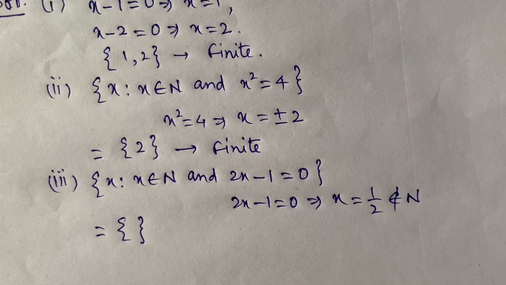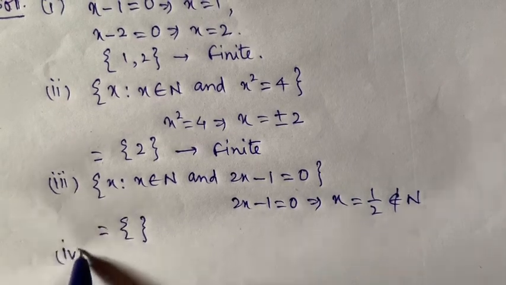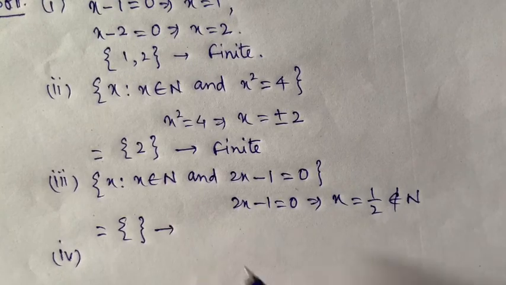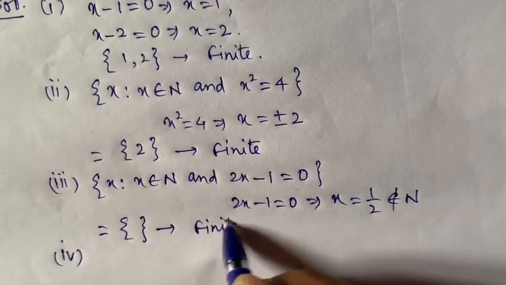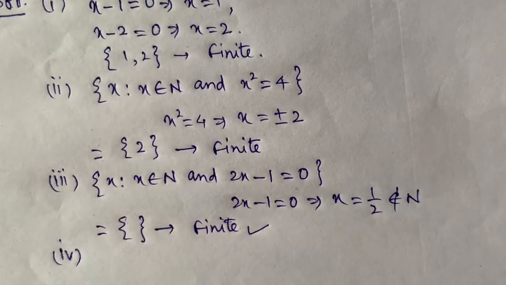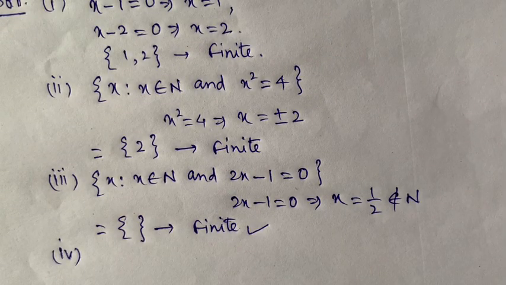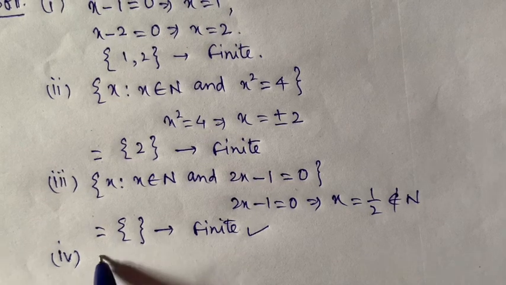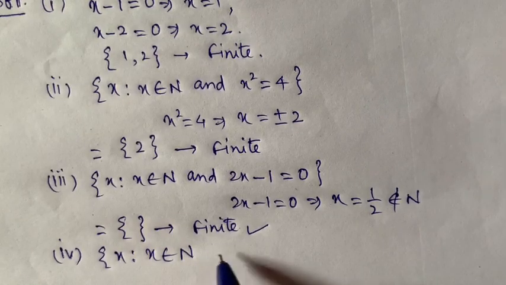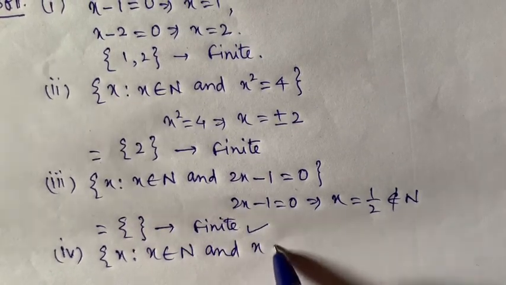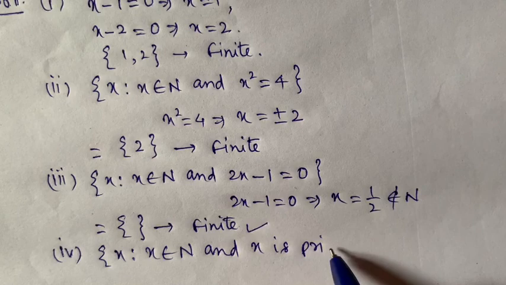Now, yes, we will have this one as a finite set because we have defined a finite set as an empty set or a set having a finite number of elements. Let us consider the fourth part. It is x such that x belongs to the set of natural numbers and x is prime.